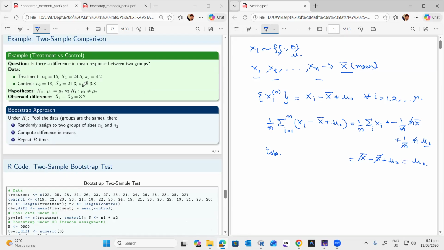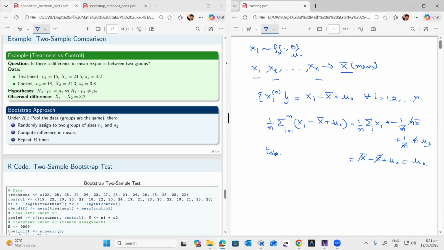So in that one, what we are going to do, we have the data set. In that one, we have the treatment where the number of observations n1 is 15, x1 bar is 24.5, and the standard deviation s1 is equal to 4.2, right?